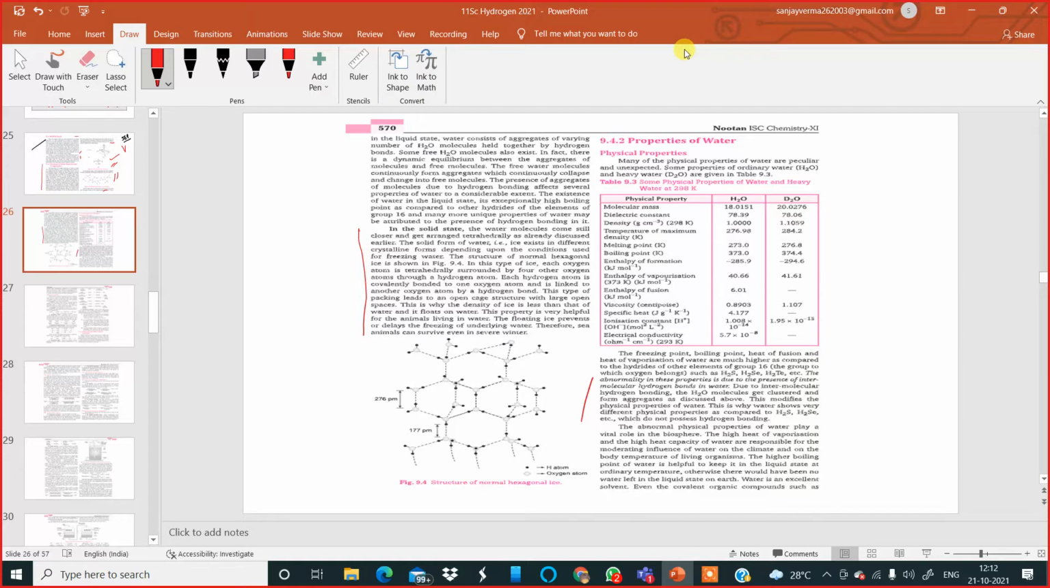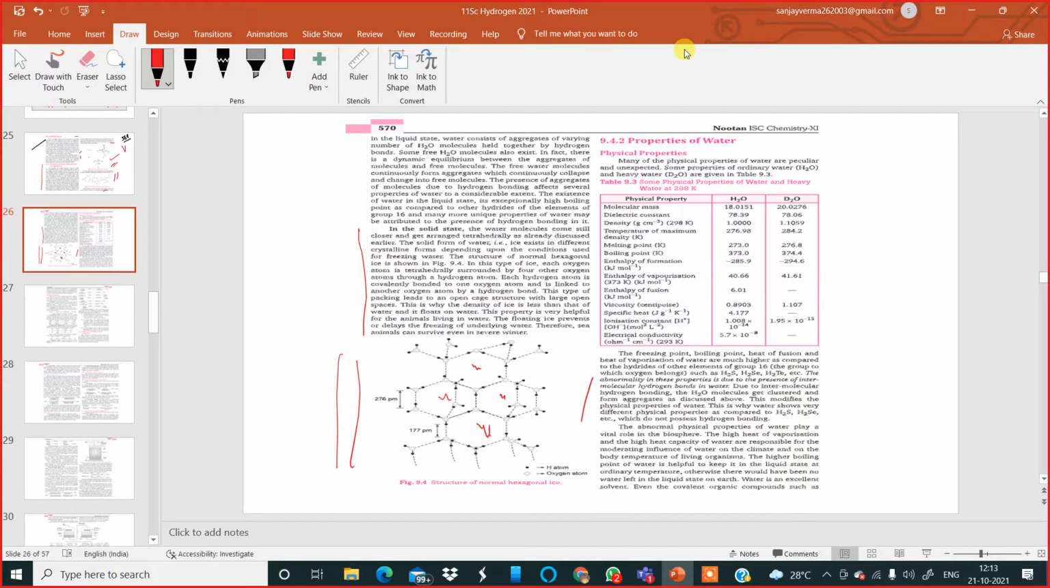This type of packing leads to an open cage structure with large open spaces. This is why the density of ice is less than that of water and it floats on water. So this is the main reason. That's a normal external structure with a lot of spaces in between. That makes the density of ice lesser than that of liquid water.